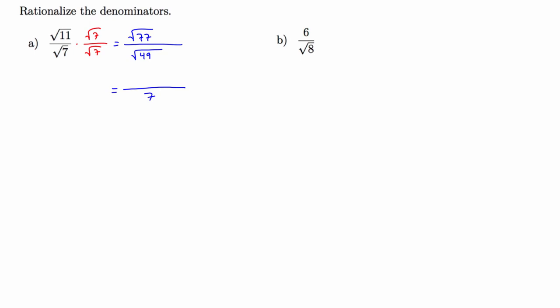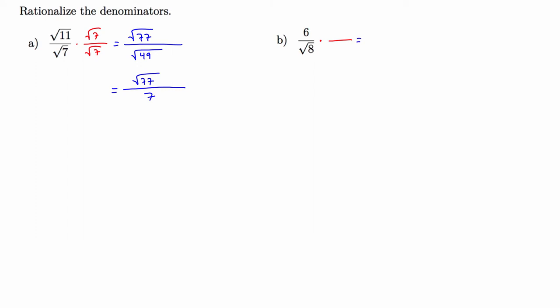The root 49 in the denominator cleans up to make 7, and root 77 up in the numerator does not simplify. There is no perfect square that divides into 77. So we can rewrite the original expression in part A as root 77 over 7, and its denominator has now been rationalized. In part B, we have 6 over root 8. We will approach this two different ways.